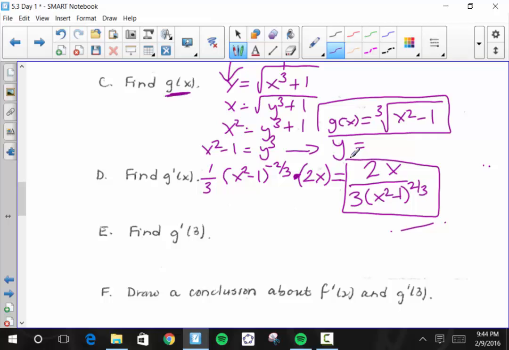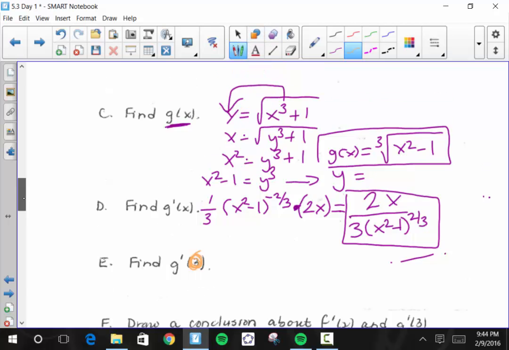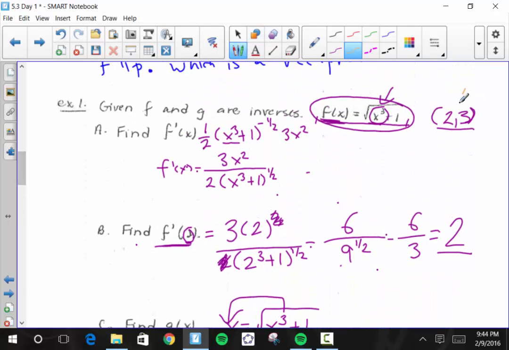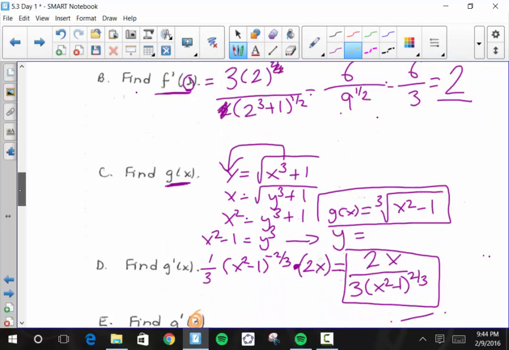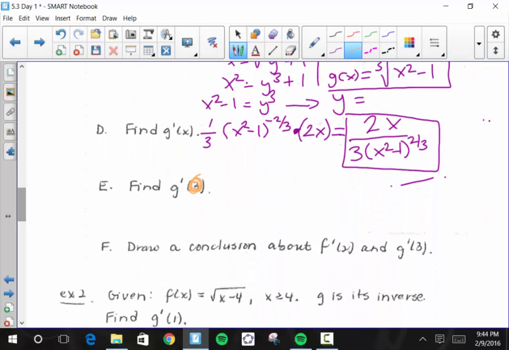Next it says find g prime of 3. Did you guys see 3 anytime in the recent past? Yeah, we did. Check it, it's right up here. See it right there? Crazy. What's the chance of that? Yeah, find g prime of 3. So let's find that g prime of 3.